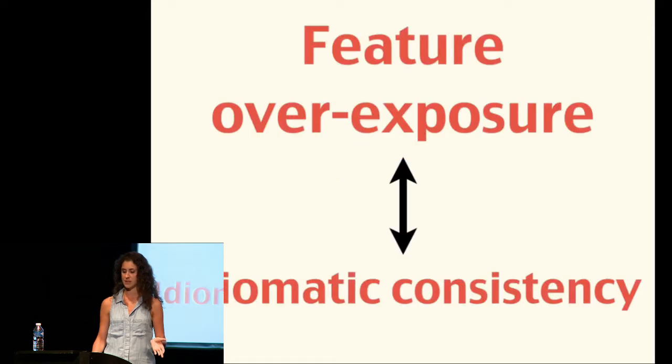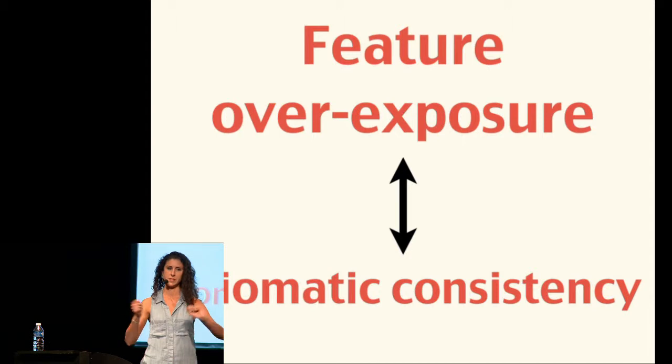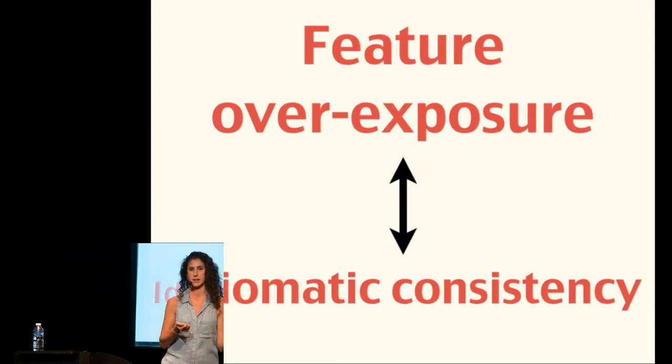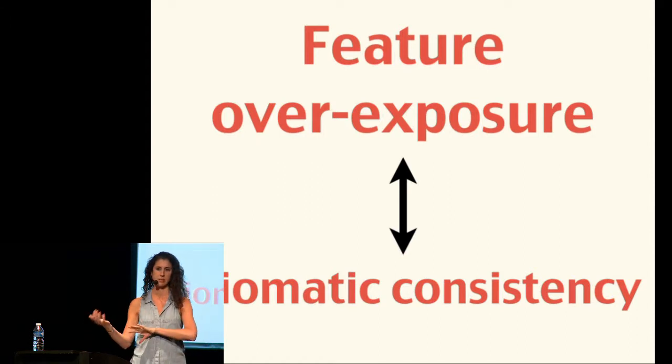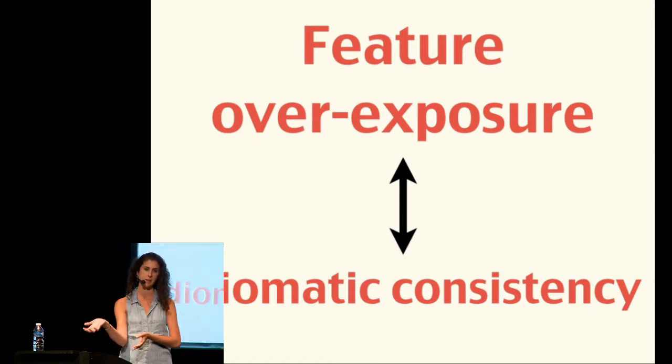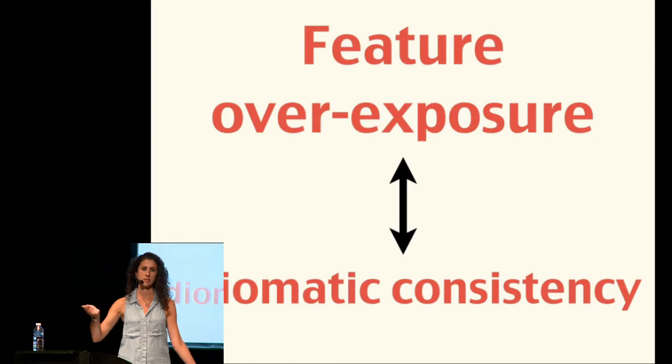So the first conflict that I personally have felt is that you're sort of torn between feature overexposure and idiomatic consistency. Feature overexposure is when you expose the underlying API in a sort of raw way and you let your user almost interact with that API directly. And that means that the user doesn't interact with your API so much and usually has to go to the documentation of the underlying API to figure out how to use it. So that's one extreme.